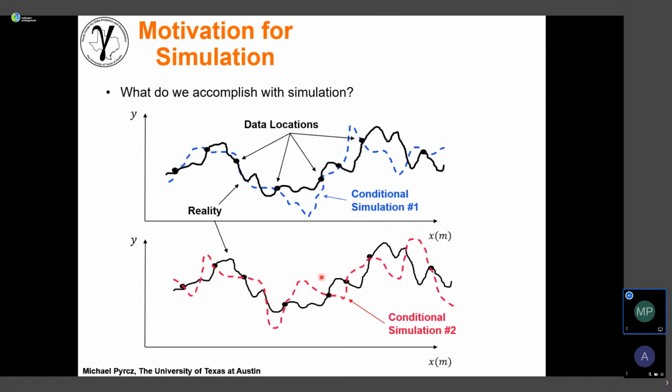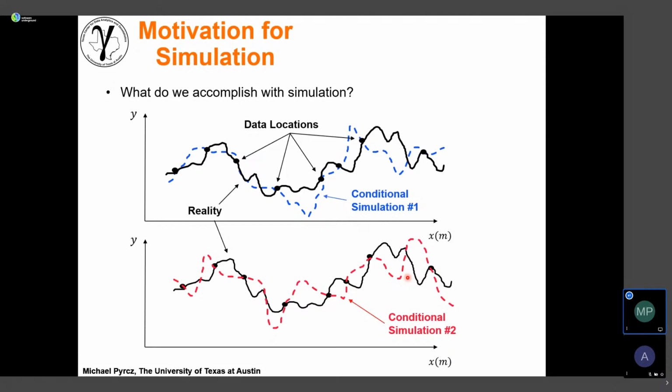It would just be wrong. What do we accomplish with simulation? Conversely, what we do is we take that data and we produce conditional simulations, realizations. Blue and red are two realizations. Now, please sit back from your computer. This is time to kind of reflect.